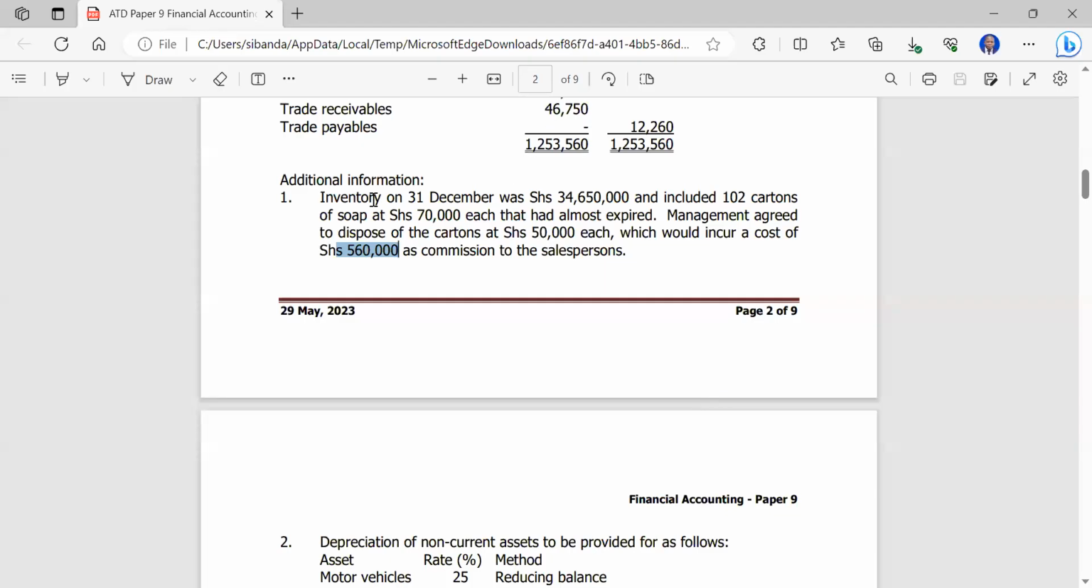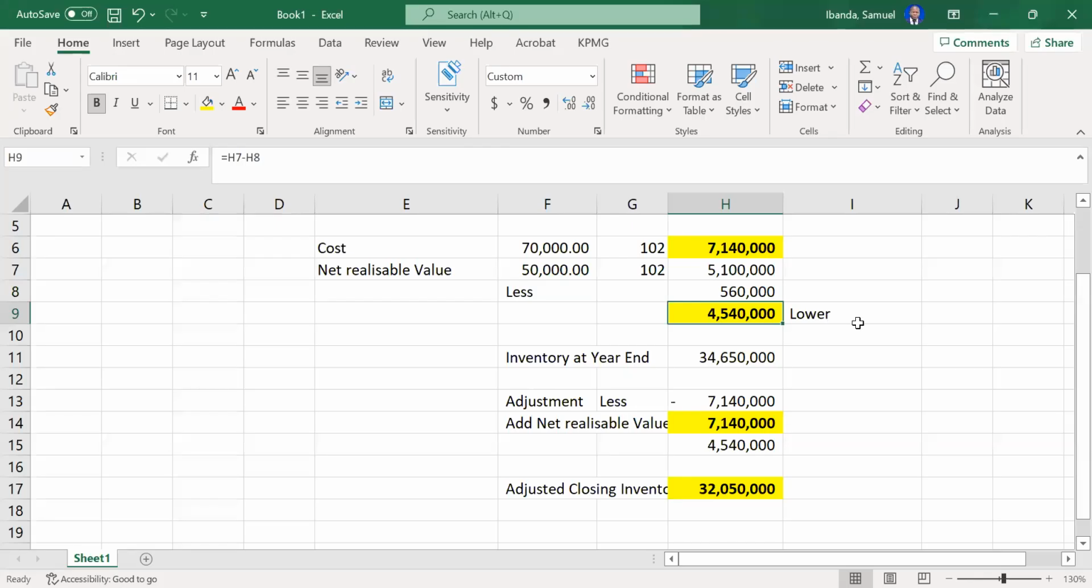Okay, I want you to see something here. They are telling us that inventory on 31st December was 34,650. And included in this 34,650 is the value of this expired stock, which is the 7 million. But we are saying that the 7 million included here is not supposed to be 7 million. It's supposed to actually be what we have gotten here, which is the 4,450,000. So if I want to adjust this 34,650, that has a 7 million that is not supposed to be there, I have to first remove the 7 million and then add the right amount. You get it? Yes, because it was already included.